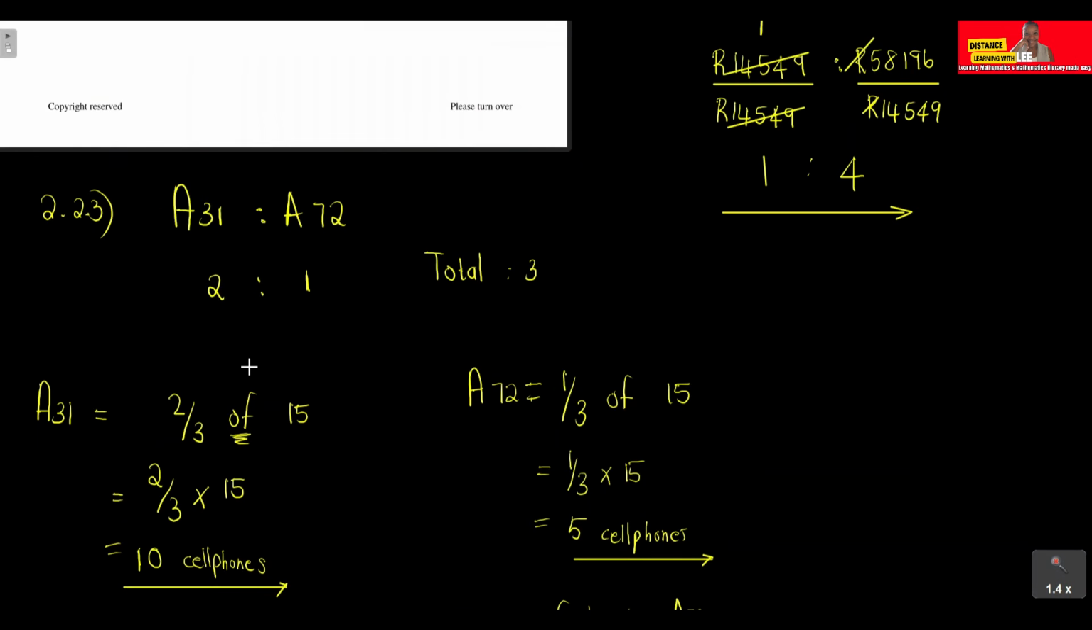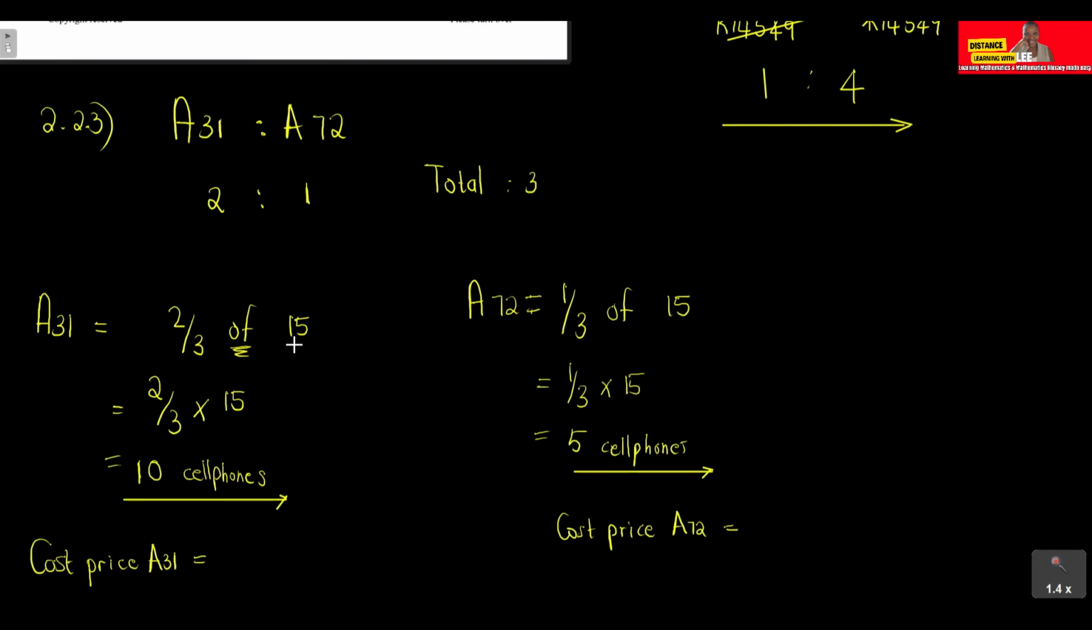I think what's important here is this ratio question. For us to be able to just start this question off, we already know that there's a ratio of the A31 to the A72s, and it is 2:1. What is the total for that ratio? We already know the total for that ratio is 3.